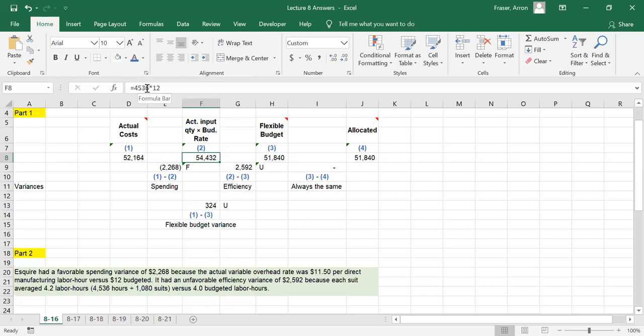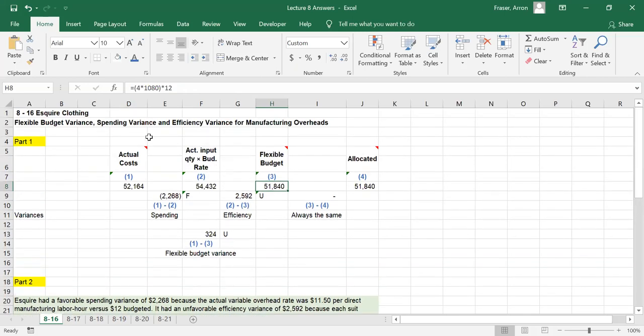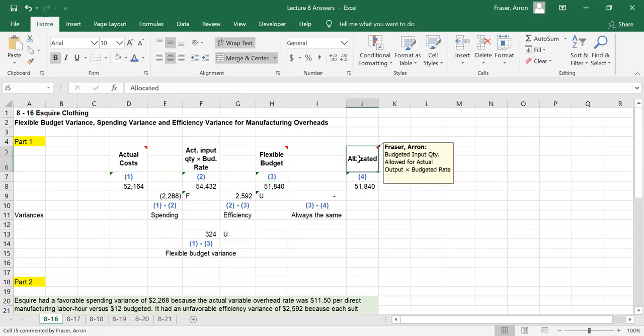That will give you 54.432. When we look at the flexible budget part, we know that each suit will use 4 hours per suit, and we expect to pay $12 an hour. The actual number of suits produced was 1,080 suits, so that will give you the flexible budget amount. When we look at variable overhead variance analysis, the flexible budget amount will always equal the allocated budget amount.